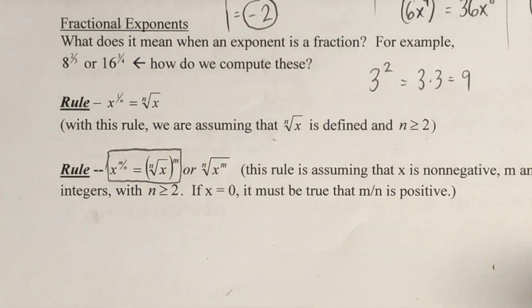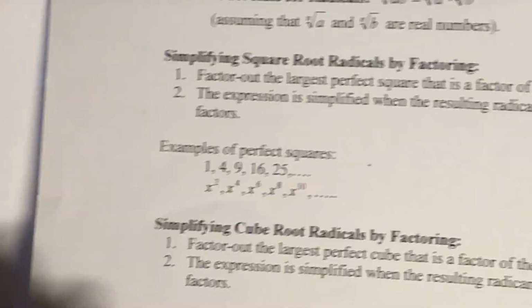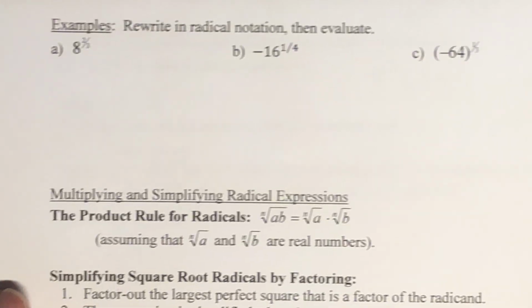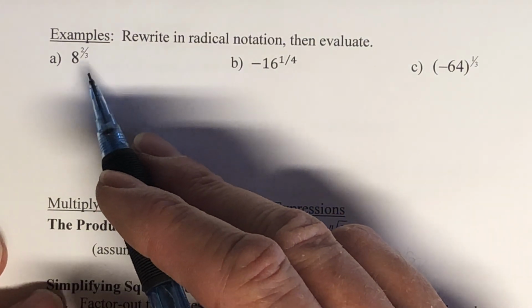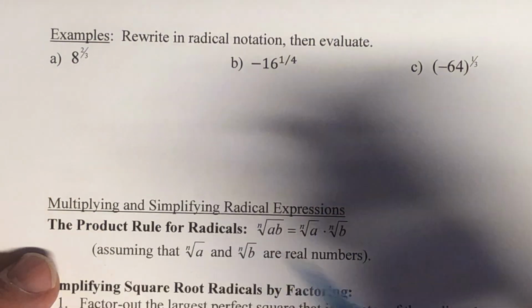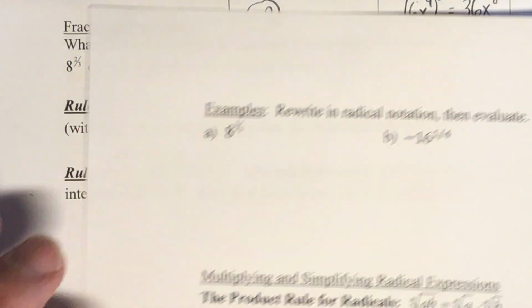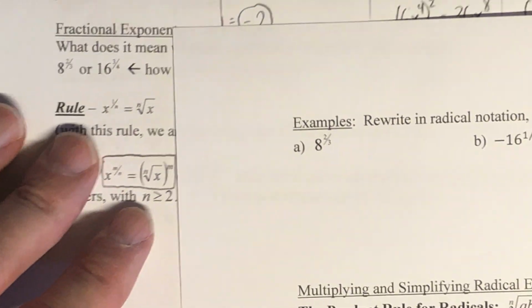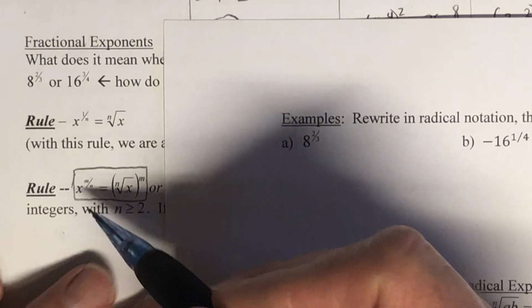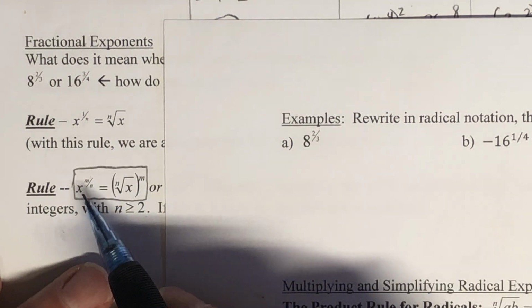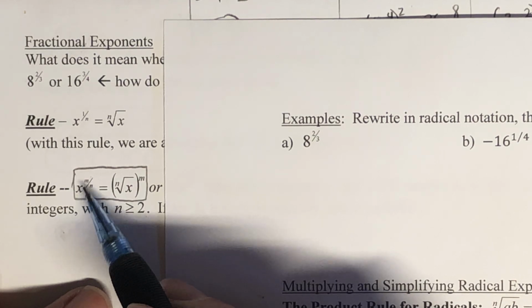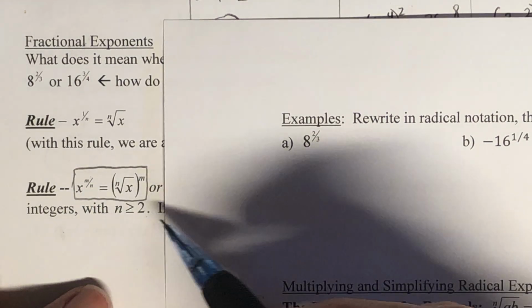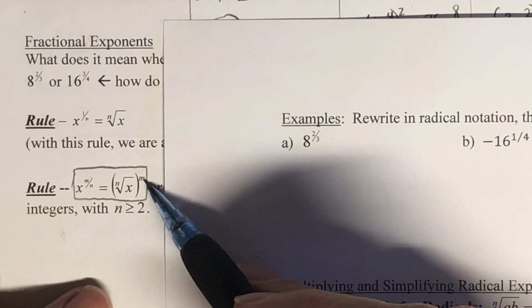Let me show you some example problems here. On the next page of the packet, it says 8 to the 2/3 power. If we use the formula that we have right here, following the formula, the base is 8, the thing taken to the fraction power, and then you have 2/3. It's saying that the numerator goes outside the bracket.